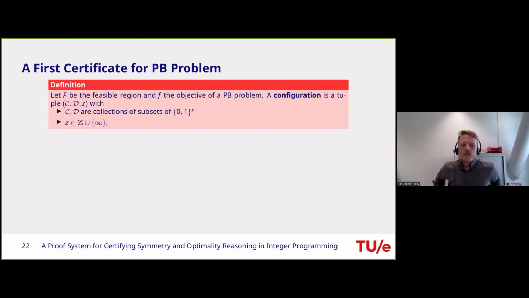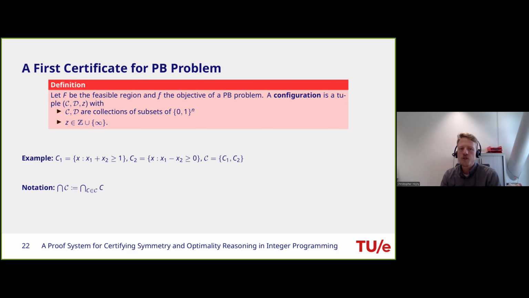So let me, to be able to implement this mechanism, introduce the notion of a so-called configuration. A configuration is a triple of two sets of constraints, C and D, the core and the derived constraints, and an integer number Z, or infinity, which can be thought of as an objective bound. So suppose I know a feasible solution, then Z can take the value of this feasible solution.